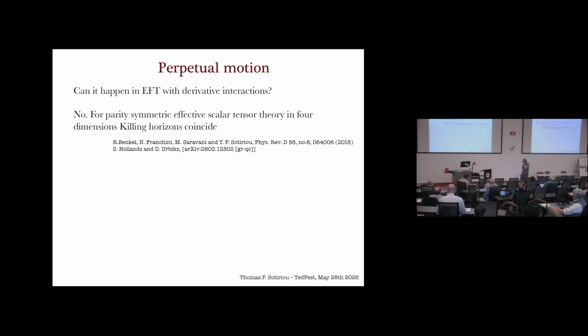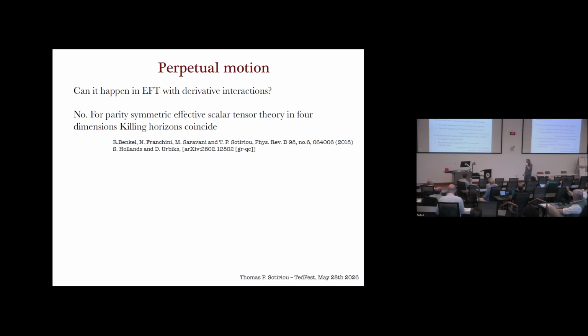You could also ask yourself: I don't necessarily need a preferred foliation or a preferred frame to end up in a situation where I have multiple horizons. All I need is derivative interactions between my fields. In a black hole spacetime I'm in a non-trivial configuration, so I can have different speeds for different modes because they just have derivative interactions with each other. That can happen very easily in an EFT. It turns out that even though you can have different metrics with different propagation speeds, at least for a scalar field with derivative interactions, Killing horizons will always coincide, and you cannot create this perpetual motion. In the sense that the Killing horizons of the metrics, even though they're different metrics, will be in the same location.